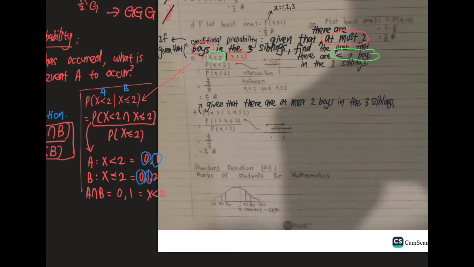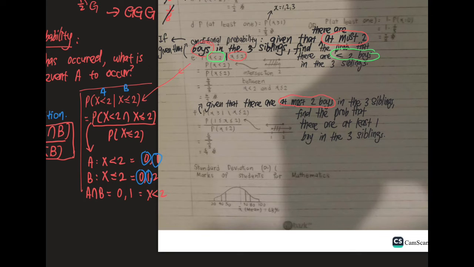find the probability that there are at least 1 boy in the 3 siblings. So that may sound like this. We have to take it in this way: after the words given that, or the word if, that is the start of the condition. At most 2 boys is the condition.